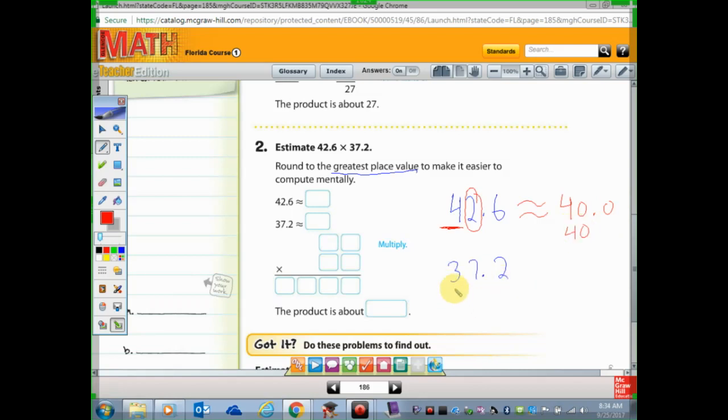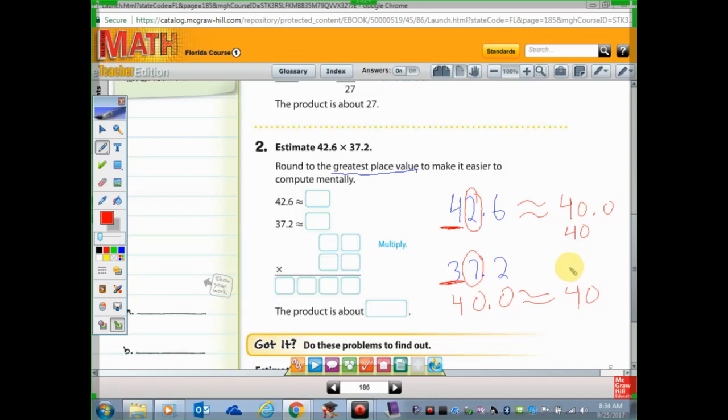37.2, we're going to do the same thing. We're going to start with the digit the furthest to the left because we're going to the greatest place value. So we're rounding to the 3. We're looking at the 7 to tell us whether to go up or stay the same. Since it's 5 or more, we're going to go up. This 3 becomes a 4. 40.0, which is also, we drop the 0.0 and just have 40.